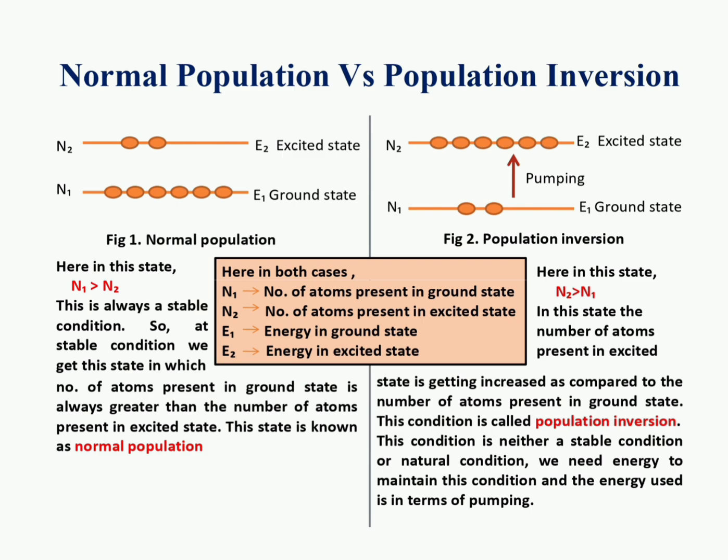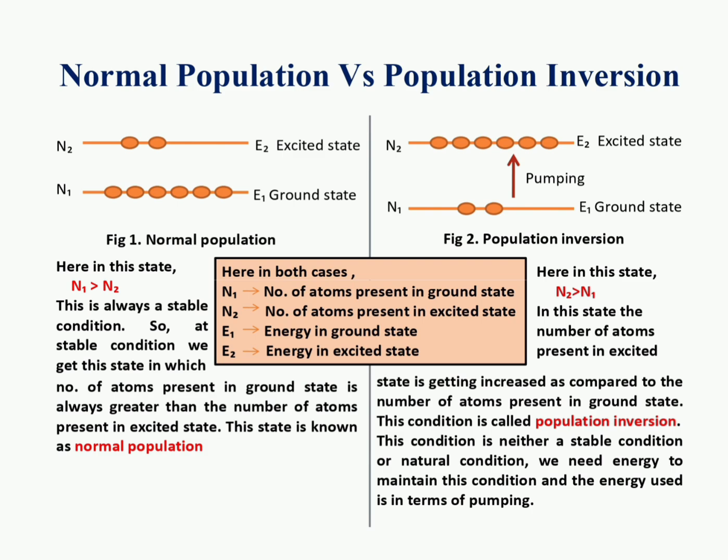So now let us see on the right hand side, which shows population inversion. In this state, N2 is greater than N1. That means more number of atoms are present in the higher excited state than in the ground state. In this state, the number of atoms present in the excited state is getting increased as compared to the number of atoms present in the ground state. But this is not a stable condition.